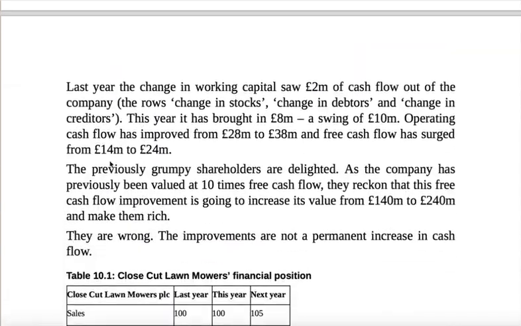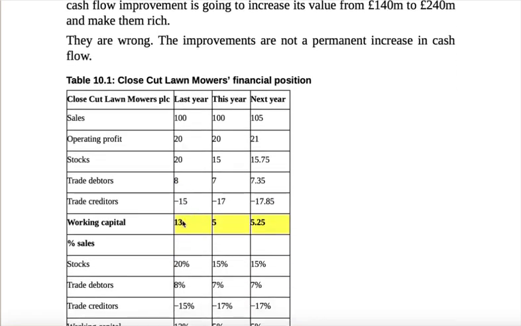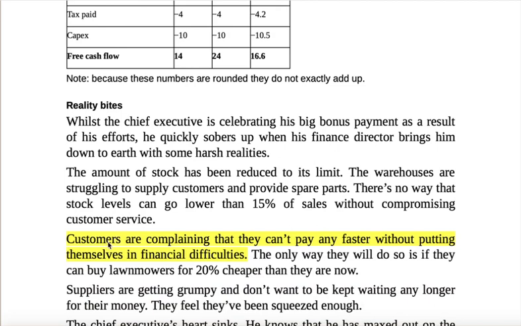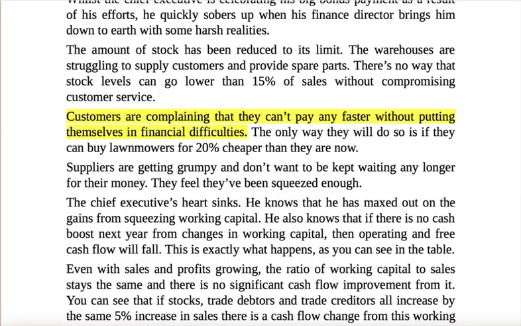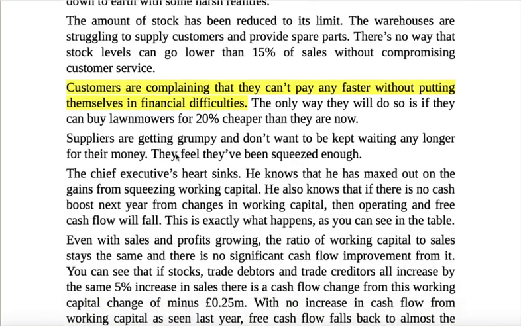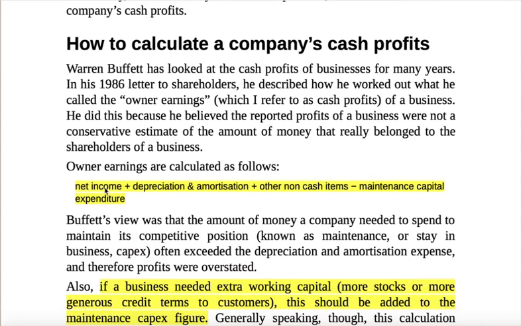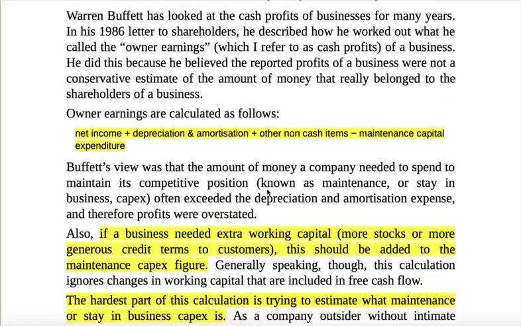Then he is giving you some examples. How is this done? Working capital changes over here. Then he says customers are complaining that they can't pay any faster without putting themselves into financial difficulties. This is also a problem. So why would your customers pay you fast? Because if you give them a cheaper price, then they can buy from you. So this is all there is to it, and this is the formula: net income plus depreciation and amortization plus other non-cash charges minus maintenance capital expenditure.